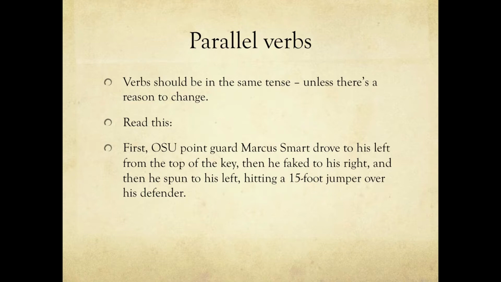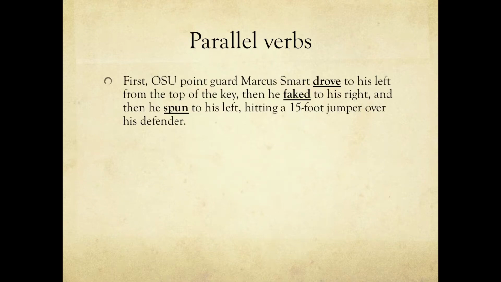So here we've got three verbs, okay? And each one of these, as you'll note, they're in what kind of tense? Past tense, okay? And so they're all in the same form. So not only are we showing an order of events, we're also showing the order of events in which they occurred in the past, right? And if you take out the parts of the sentence that don't refer to one of these verbs here, you'll note that they all work back with Marcus Smart, okay? Marcus Smart drove to his left on top of the key. It also works with he. He faked to his right. Then he spun to his left.